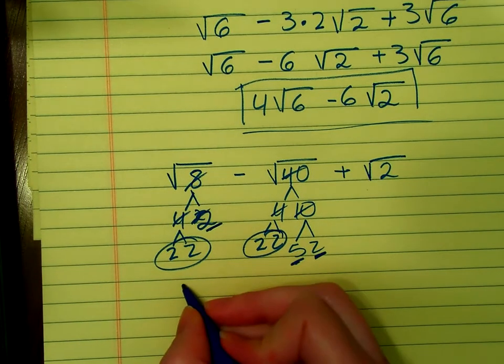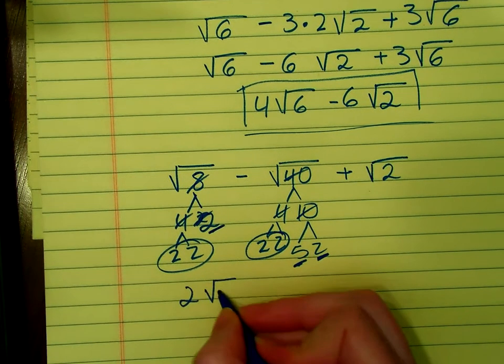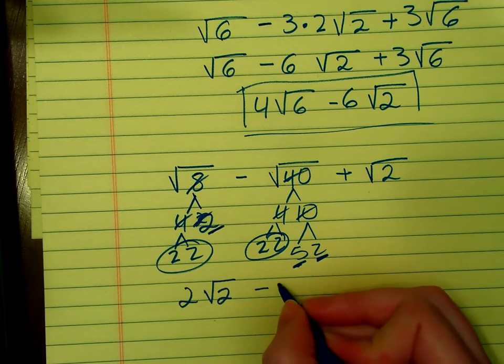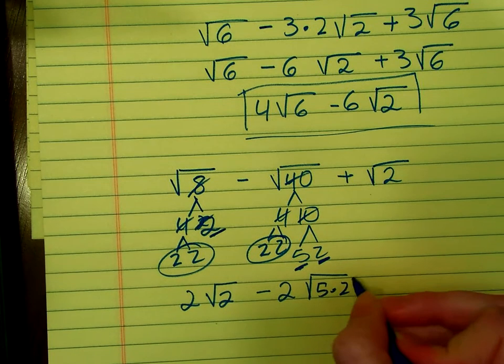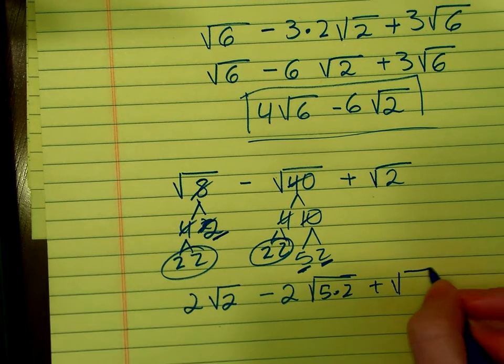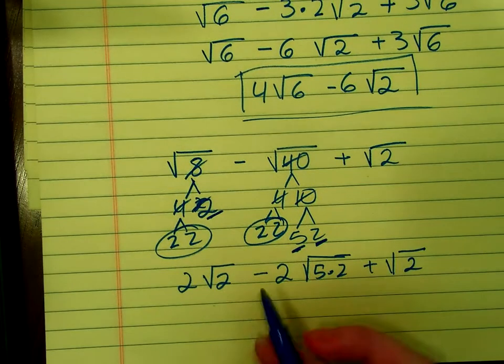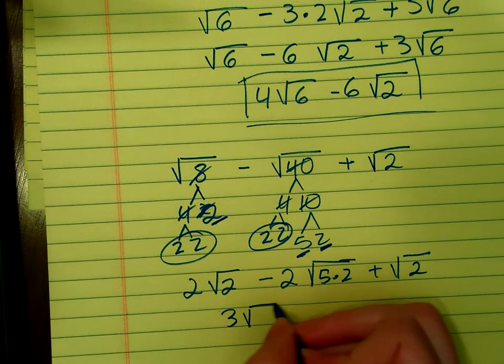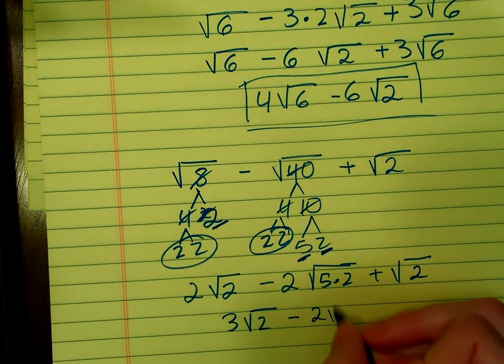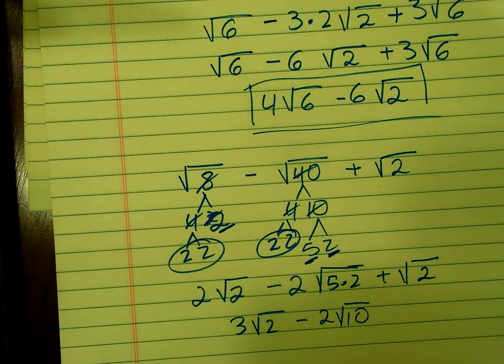So I've got 2 root 2 minus 2 root 5 times 2 plus root 2. 2 root 2 plus root 2 gives me 3 root 2 minus 2 root 10. And then I'm done.